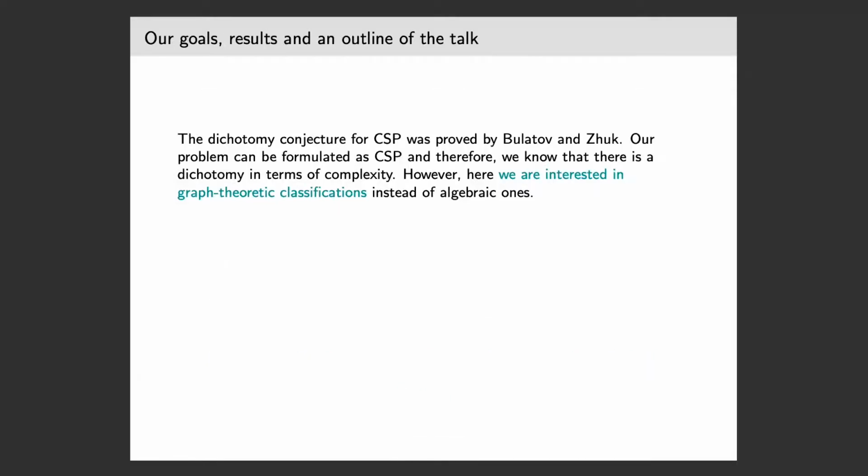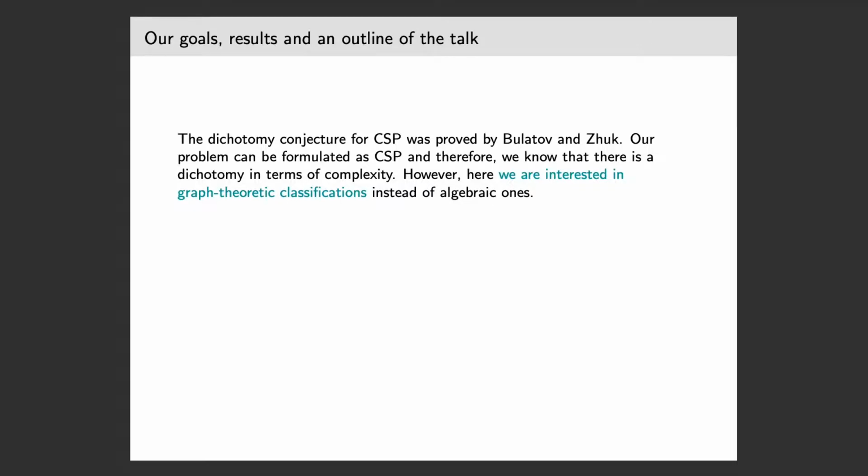The dichotomy conjecture for CSP was recently proved by Bulatov and Zhuk. Our problem can be formulated as a CSP, and therefore we know that there is a dichotomy in terms of complexity. However, here we are interested in a graph theoretical classification instead of an algebraic one.